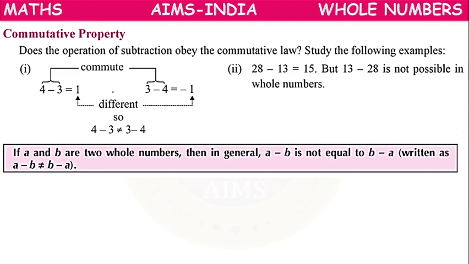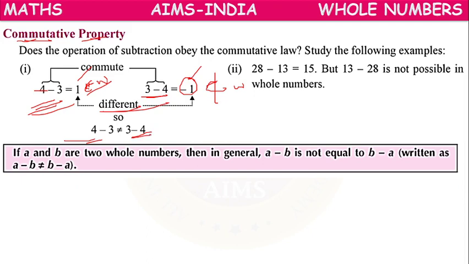Next, the commutative property. If you have numbers like 4 and 3, what is the difference? 4 minus 3 results in 1, which is a whole number. But if we reverse it, 3 minus 4, we get minus 1, which is not a whole number. So if we take A minus B, we get one result, and B minus A gives another result. 4 minus 3 is not equal to 3 minus 4.